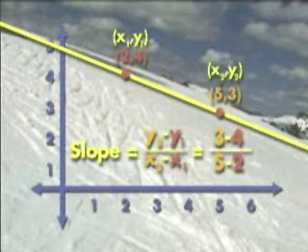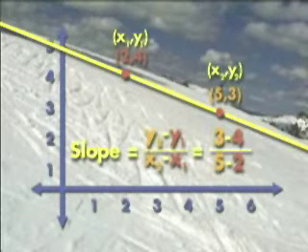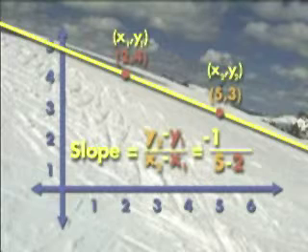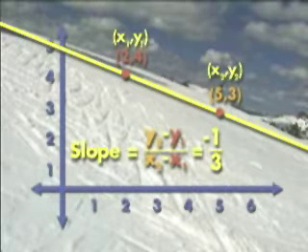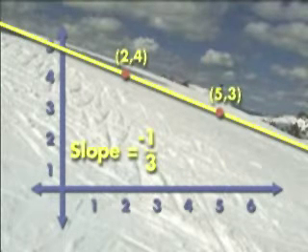Once the problem is set up, the rest is simple. All you have to do is subtract to find the slope. In the numerator, 3 minus 4 is negative 1. And in the denominator, 5 minus 2 is 3. That makes the slope equal to negative 1 over 3, or negative 1/3.